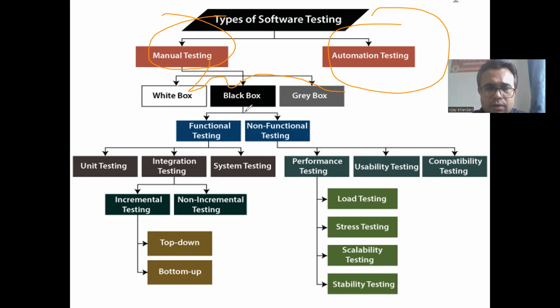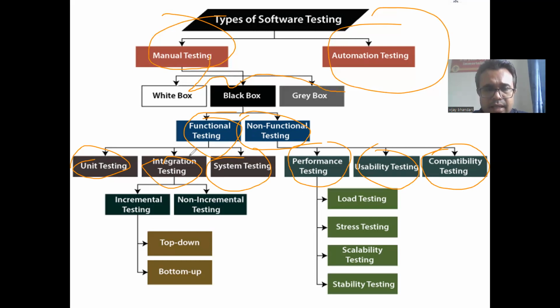Black box is of two types, functional and non-functional testing. Functional has three kinds of testing: unit testing, integration testing, and system testing. Whereas non-functional testing is like performance testing, usability testing, and compatibility testing. These are the types of functional testing, right?